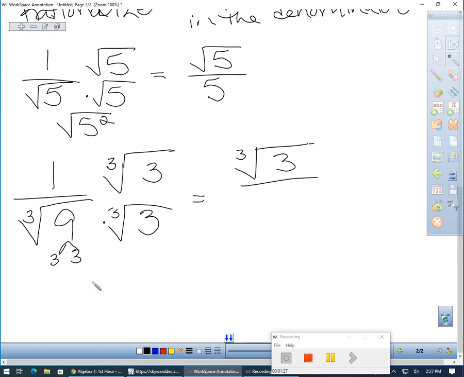On the bottom, I now have in this cube root 3 to the 3rd power. We have 3 3's, which comes out as one group of 3's. So we can just get 3 on the bottom.